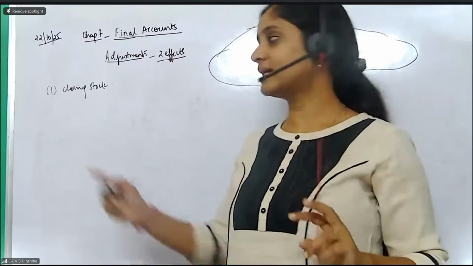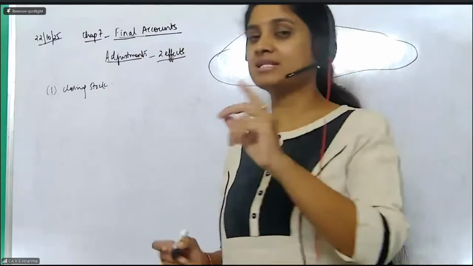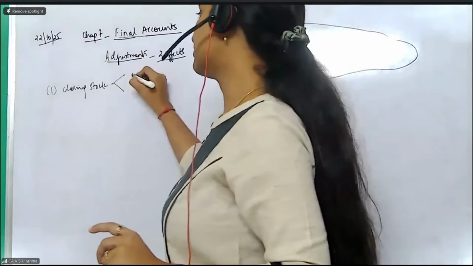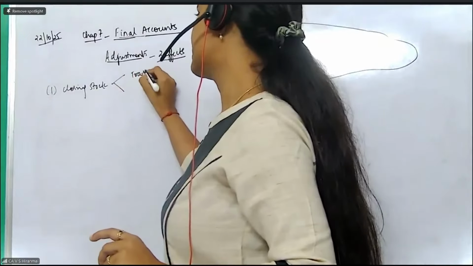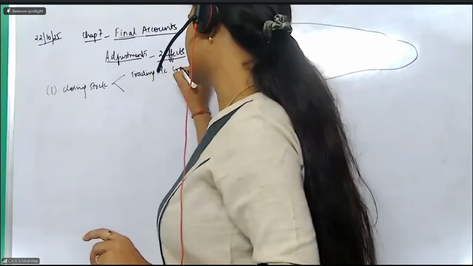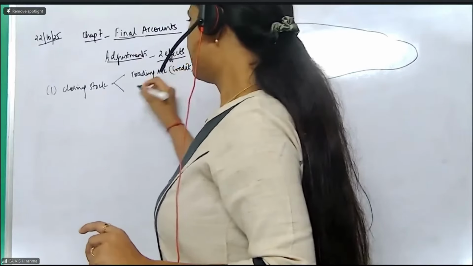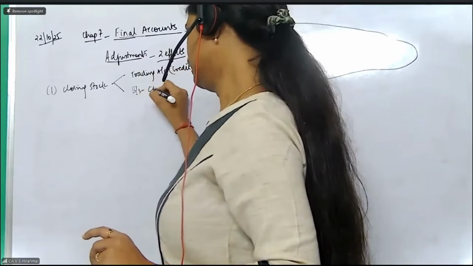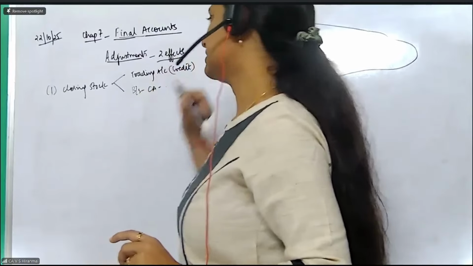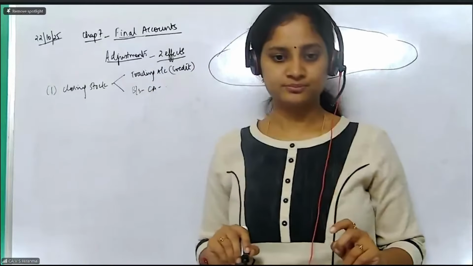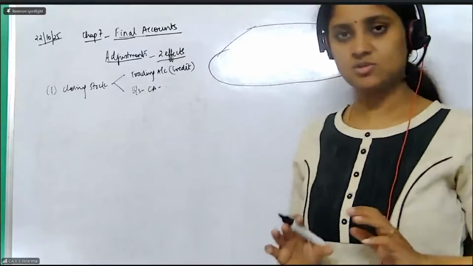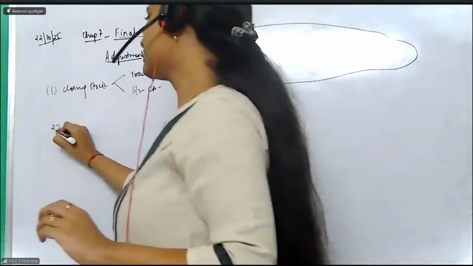Now we come to the second part, which is closing stock coming as an adjustment. What are the two effects? The first effect is in the trading account, where you are going to credit it. And in the balance sheet, under the current assets, you are going to show it. It will come as a current asset. Shweta Sharma, yes, good.